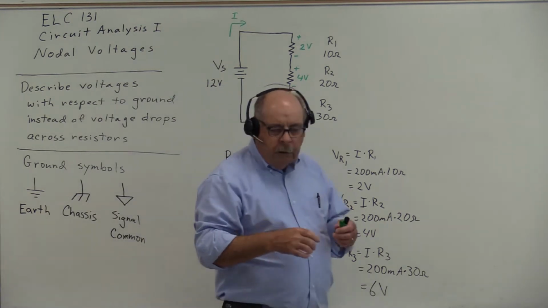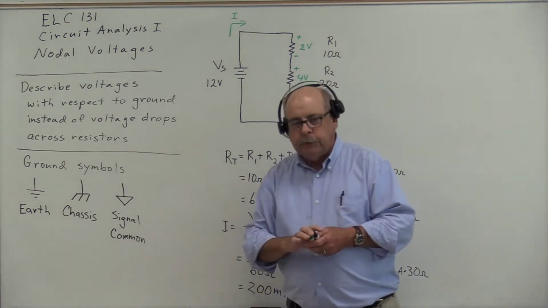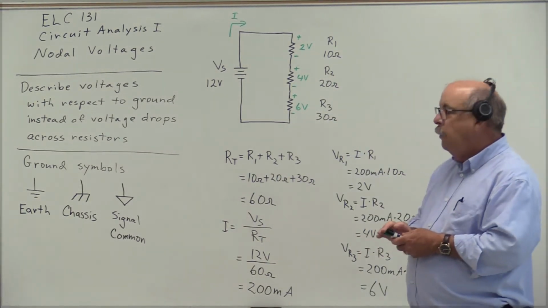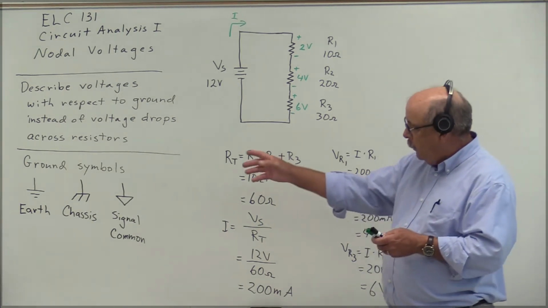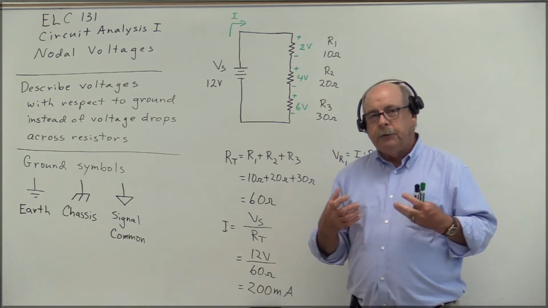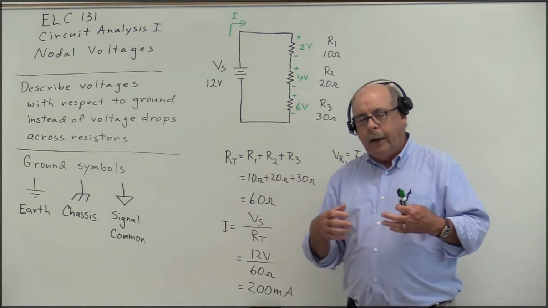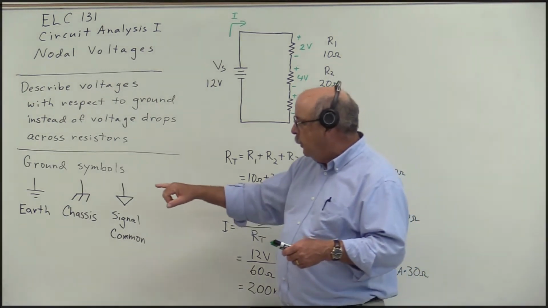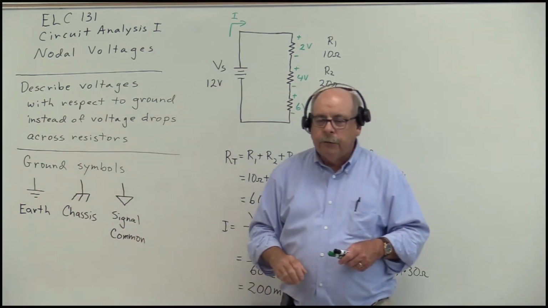Now, we talk about grounds in a circuit. There are 3 or more schematic symbols used to represent ground points in a circuit. And they are, on the far left, the symbol for an earth ground. This simply represents a point in the circuit that's connected to a copper or iron pipe that's driven into the earth. So this point in the circuit is at the same potential as the earth.